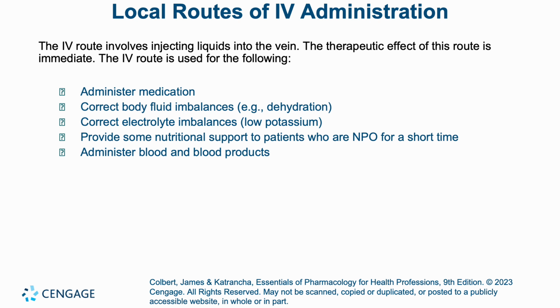Local routes of IV administration. The IV route involves injecting liquids into the vein. The therapeutic effect of this route is immediate. The IV route is used for the following: administering medication, correcting body fluid imbalances, for example, dehydration. In that case, we're usually giving a normal saline solution or a lactated Ringer's solution. Correcting electrolyte imbalances such as low potassium. Providing some nutritional support to patients who are NPO for a short time. Or administering blood and blood products.